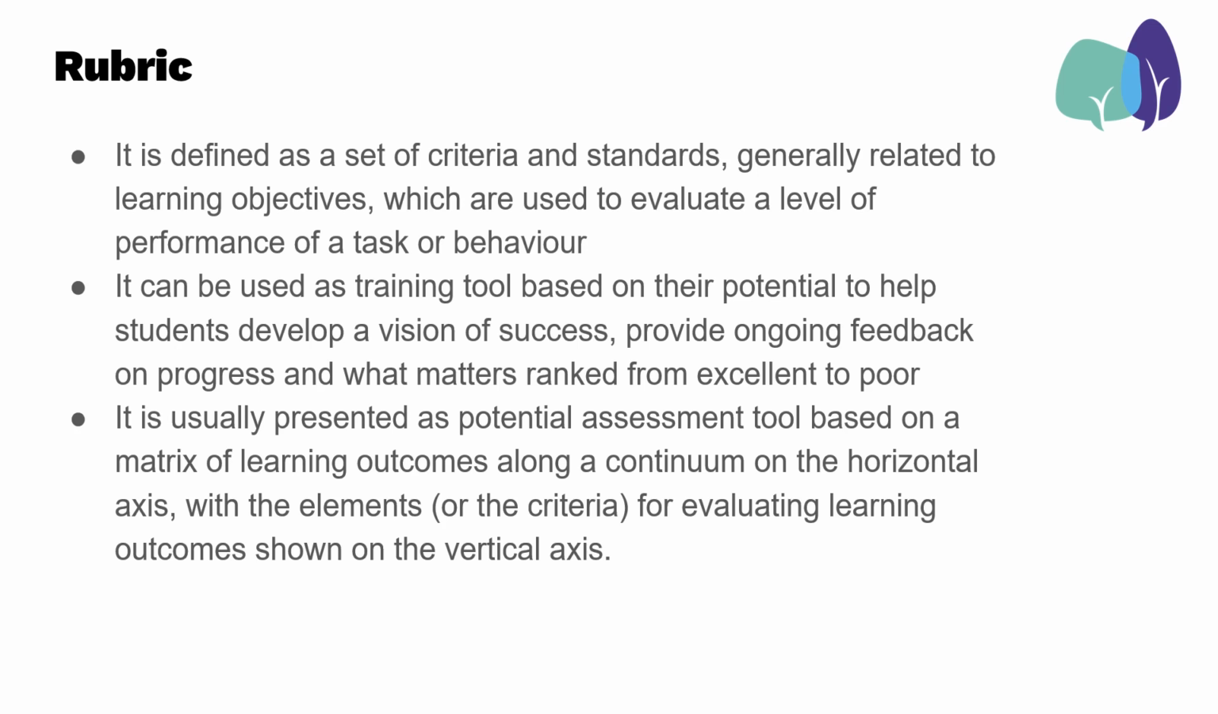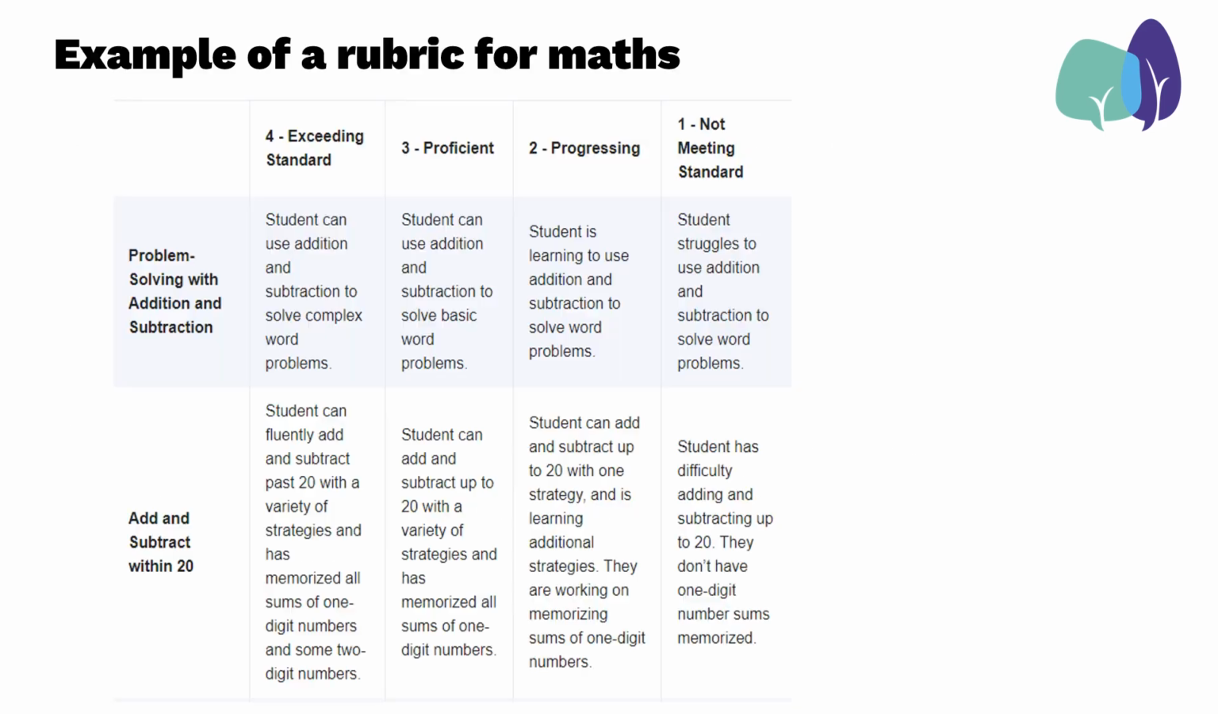A rubric is defined as a set of criteria and standards generally related to learning objectives, which are used to evaluate a level of performance of a task or behavior. It can be used as a training tool based on its potential to help students develop a vision of success and provide ongoing feedback on progress and what matters, ranked from excellent to poor. It is usually presented as an assessment tool based on a matrix of learning outcomes along a continuum on the horizontal axis, with the elements or criteria for evaluating learning outcomes shown on the vertical axis.